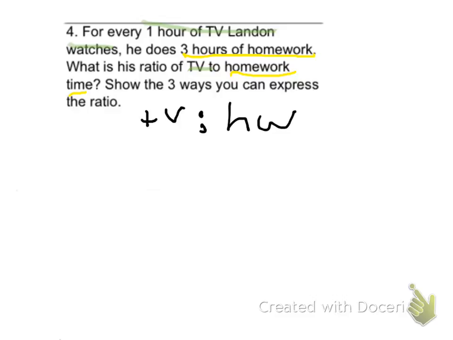So he does 1 hour of TV for every 3 hours of homework. So that's one way we could write it as a fraction. We could also write it with words, 1 to 3. And the last way we could write it is with a colon, 1:3.